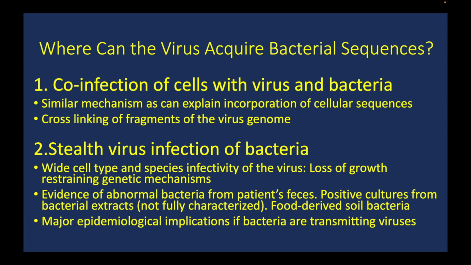Now you can ask, well, where would the bacteria come from? These Ochrobactrum can be part of what are described as food-derived soil bacteria that come in with the food that either humans eat, or in the case of the African green monkeys, would be eating food that would have some of these soil bacteria.